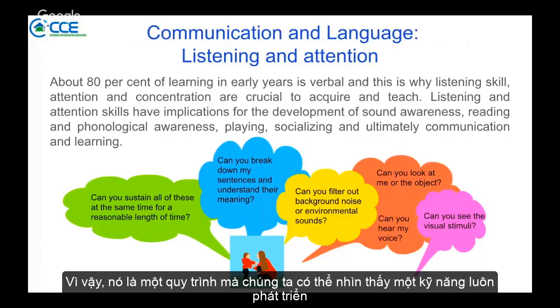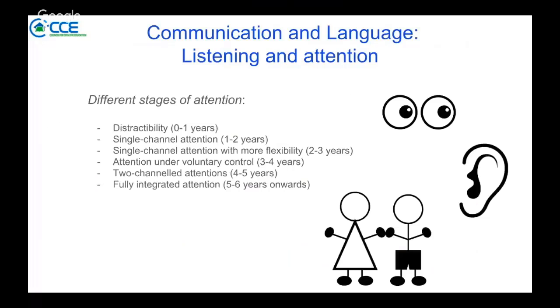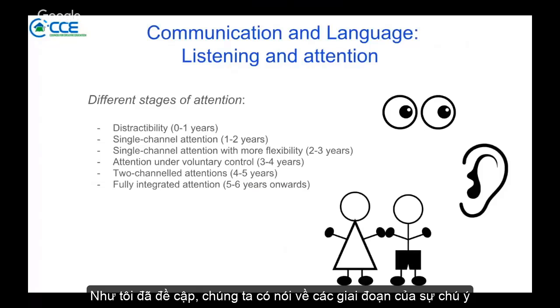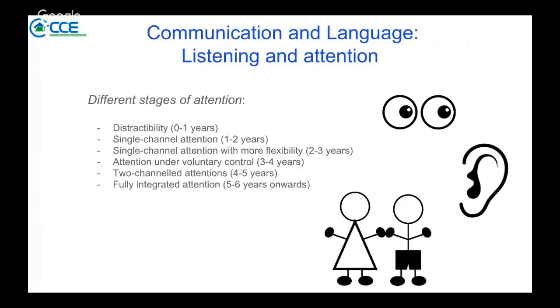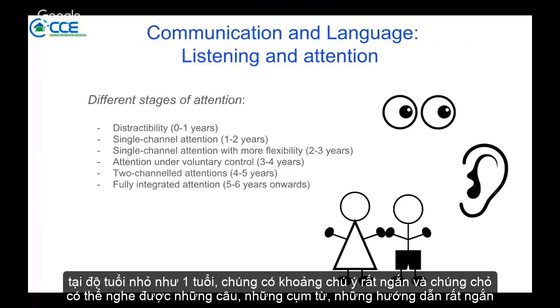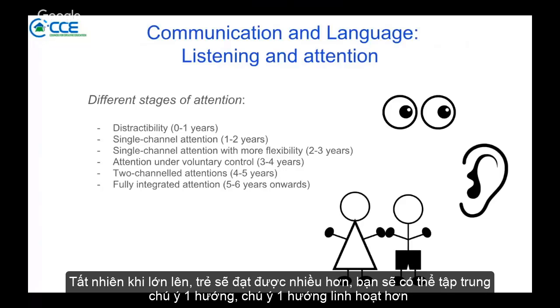To be looked at as a skill that is under development all the time. And as I mentioned, we could talk here about different stages of attention. So very young children, at the age of 0 to 1, have a very short attention span, and they can listen only to very short sentences, phrases or instructions. And of course, when the child grows older, you will get into variations.